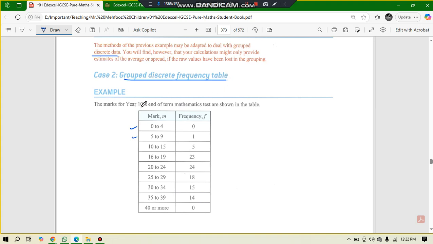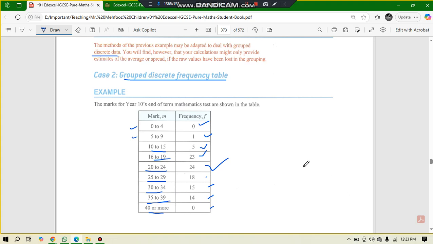The marks for Year 10s in an end-of-term mathematics test are shown in the table. 0 to 4 marks, 0 students; 5 to 9 marks, 1 student; 10 to 15 marks, 5 students; 16 to 19 marks, 23 students; 20 to 24 marks, 24 students; 25 to 29 marks, 18 students; 30 to 34 marks, 15 students; 35 to 39 marks, 14 students; and 40 or more marks, 0 students.